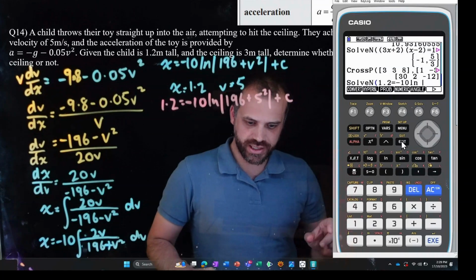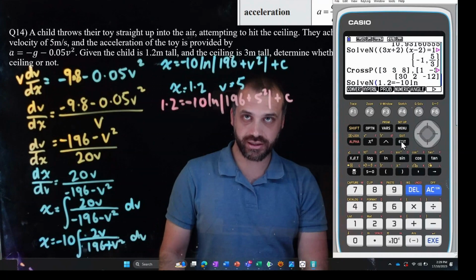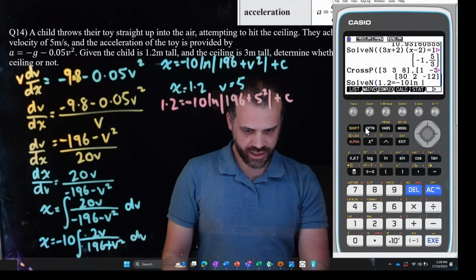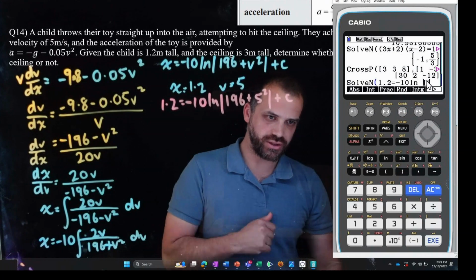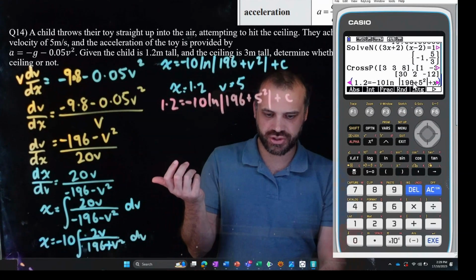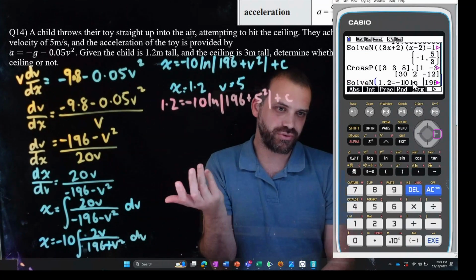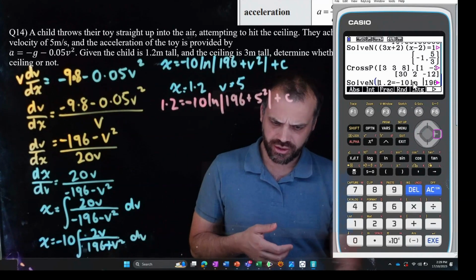I am being super lazy here, but something I want to mention: solve n, 1.2 equals negative 10 ln. We've got our absolute values here. You can find that if you go into options, more numeric, absolute value, and put our absolute value in there. Is it silly of me to type all of this in to solve n, or should I just rearrange it? Because it's like one step of rearranging and just typing it into a calculator without using solve n. Your thoughts?